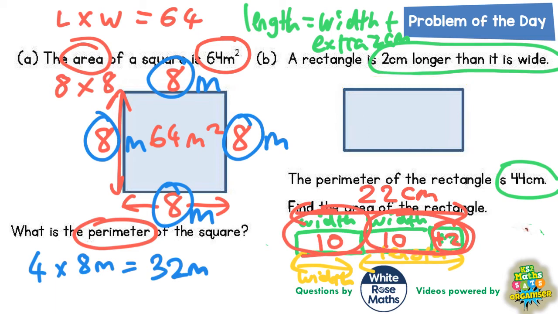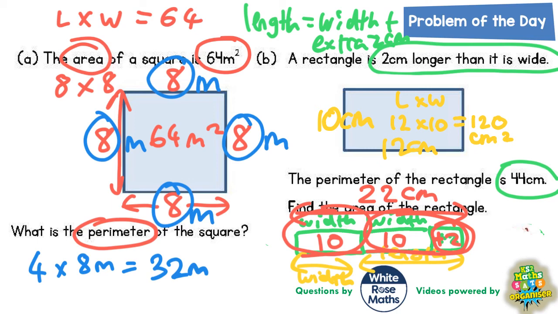This means that we're dealing with a rectangle whose width is 10 centimetres and whose length is 12 centimetres. And that fits in with the original clues. A rectangle is 2 centimetres longer than it is wide. And we are actually being asked to find the area. Well, the area would be length times width, which is going to be 12 times 10. And 12 times 10 is 120 centimetres squared.